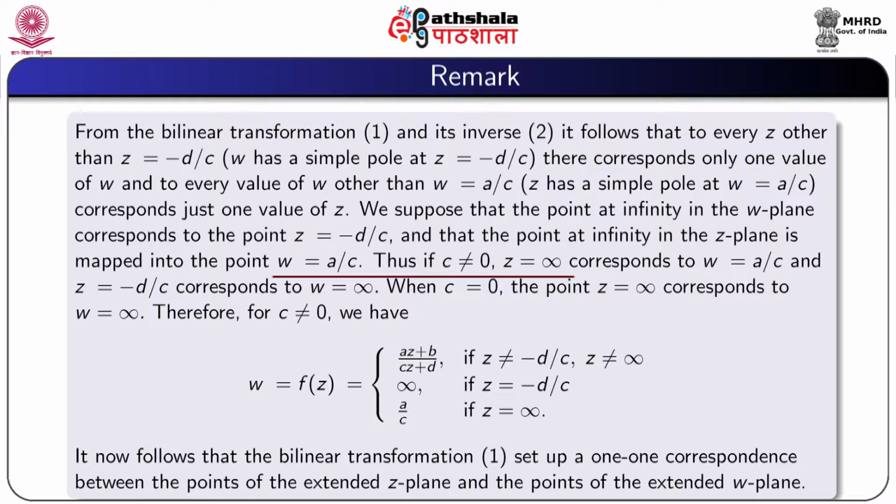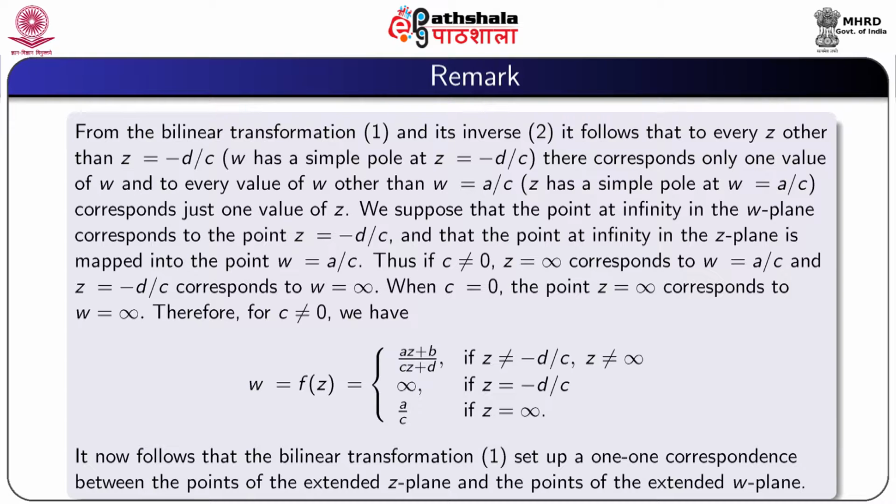Thus, if c is not equal to 0, z equal to infinity corresponds to w equal to a by c, and z equal to minus d by c corresponds to w equal to infinity. If c equal to 0, then the point z equal to infinity corresponds to w equal to infinity.